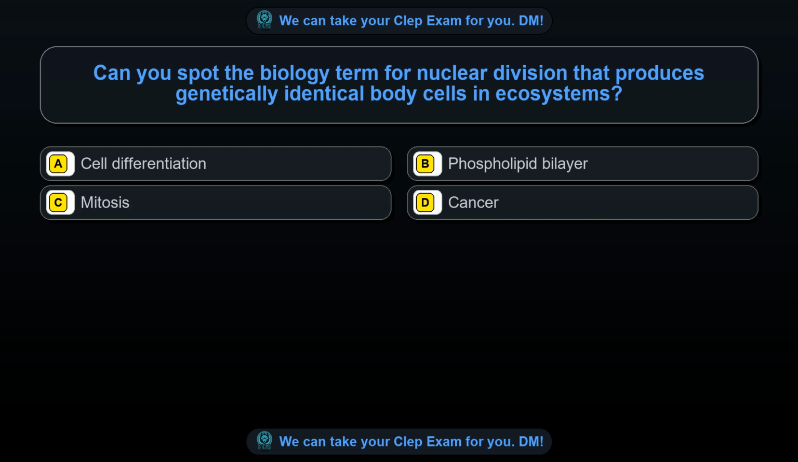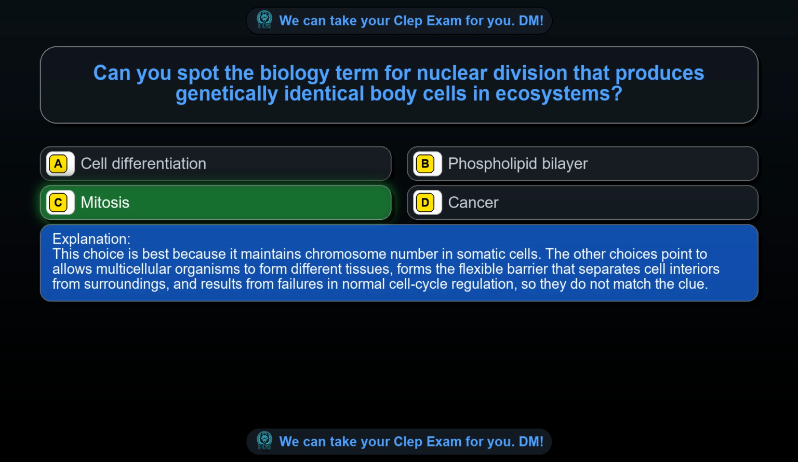Question 91. Can you spot the biology term for nuclear division that produces genetically identical body cells in ecosystems? Option A, cell differentiation. Option B, phospholipid bilayer. Option C, mitosis. Option D, cancer. The correct answer is option C, mitosis. This choice is best because it maintains chromosome number in somatic cells.